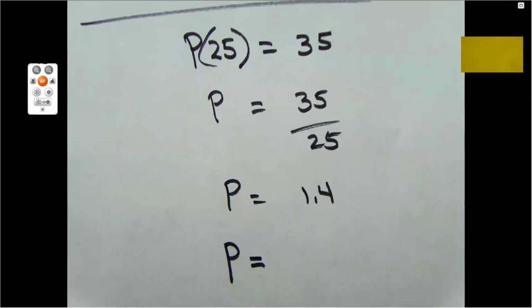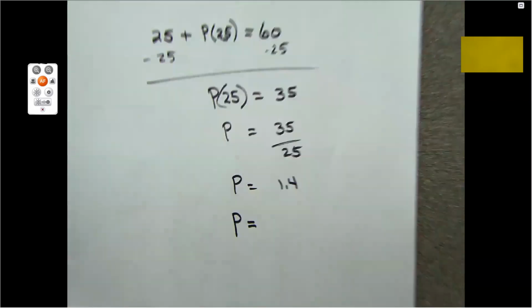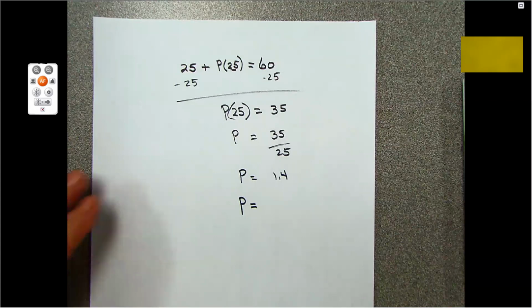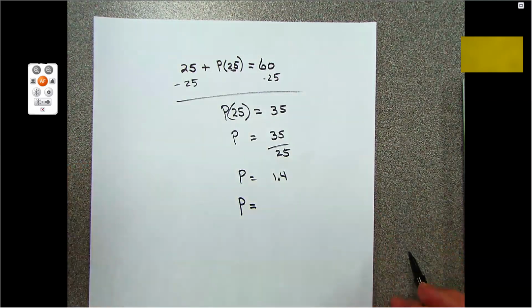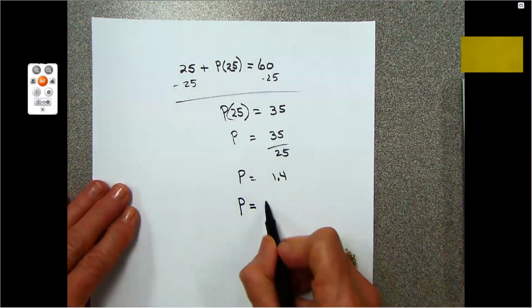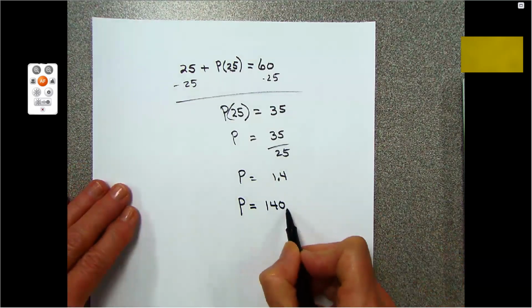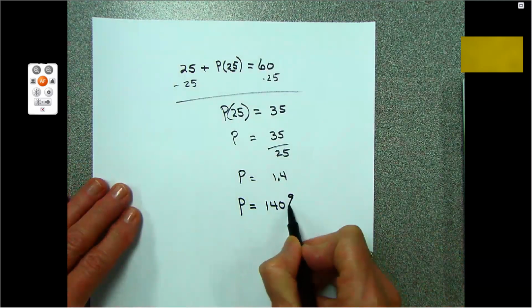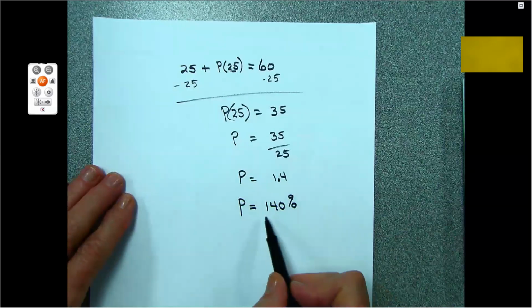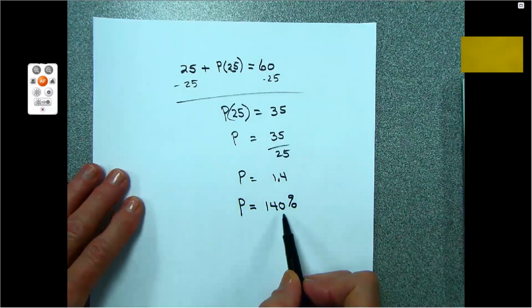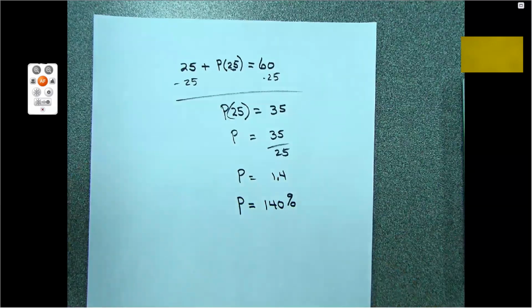So P in percentage, not decimal format. 1.4 is in decimal format. 1.4 is equal to what as a percent? We move our decimal place 2 places to the right and add the correct labeling. So 140% is the same as 1.4 in decimal format. So our increase was 140% from the first week to the second week.